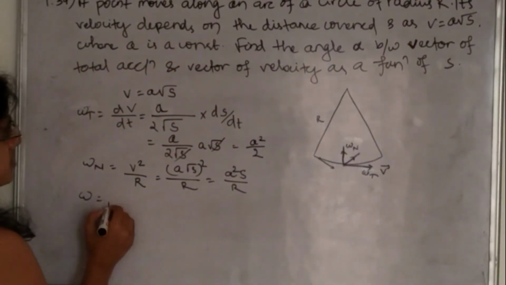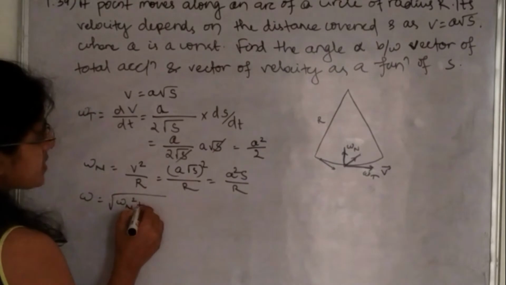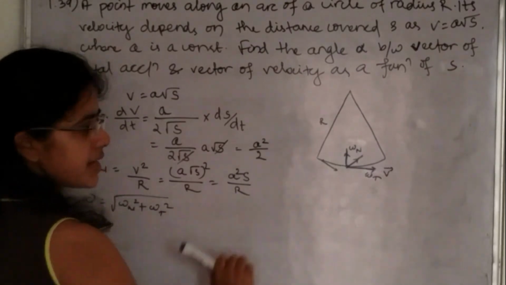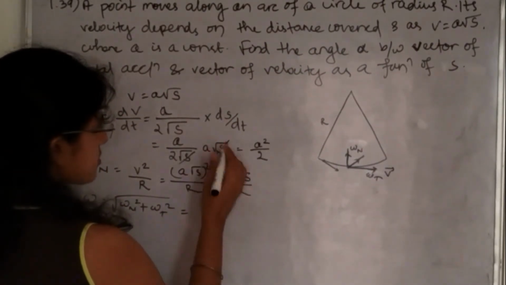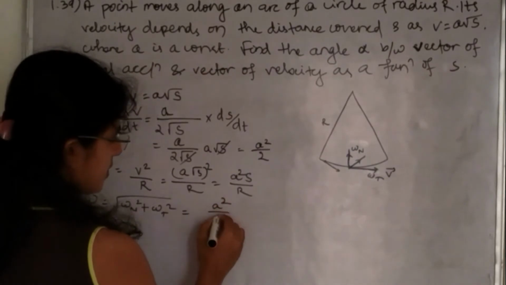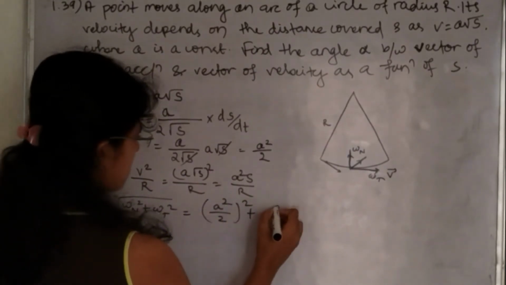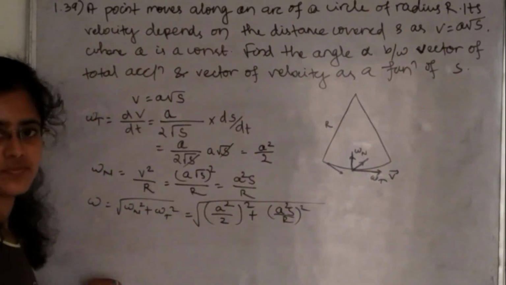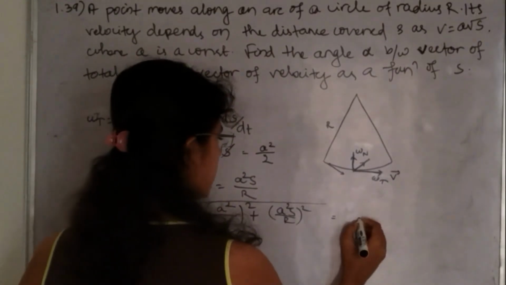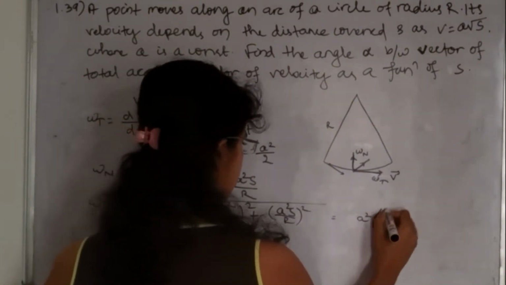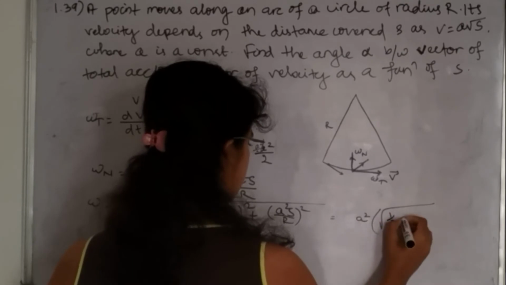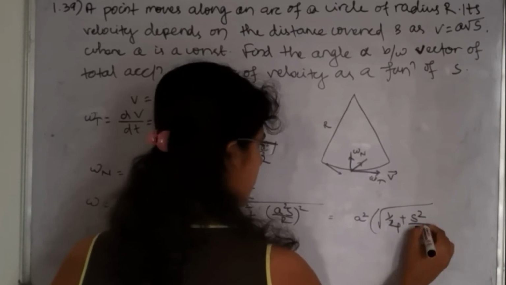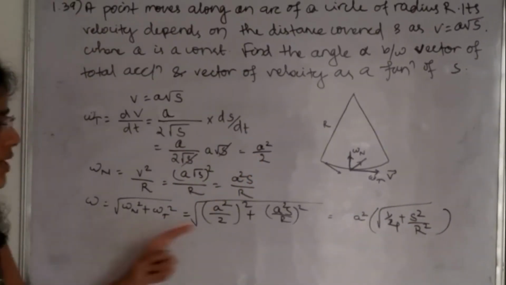Because resultant acceleration is root over of normal acceleration square plus tangential acceleration square, because the angle between these is 90 degrees. So this will be the square root of a square divided by 2 whole square plus a square s divided by r whole square. So this will be a square into root over of 1 by 4 plus s square divided by r square. This will be the total acceleration.